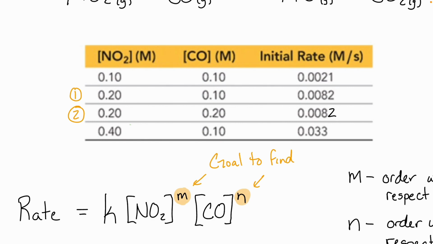Okay, and the reason that I'm picking these two data points is because the concentration of one of these two is changing, but the concentration of the other one remains the same. All right, so we're going to be clever and we're going to pick two data points, one where one of our reactants is indeed changing, but the other reactant is remaining constant. Okay, so let's see why we're going to do that.